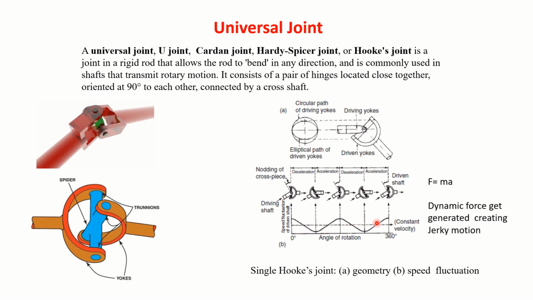Acceleration means it is going to generate a kind of side force, and that side force acts alternately and may create a jerky motion. This is what really happens here. Please observe that. If I project this, it is an ellipse. This, if I project, will be a circle.